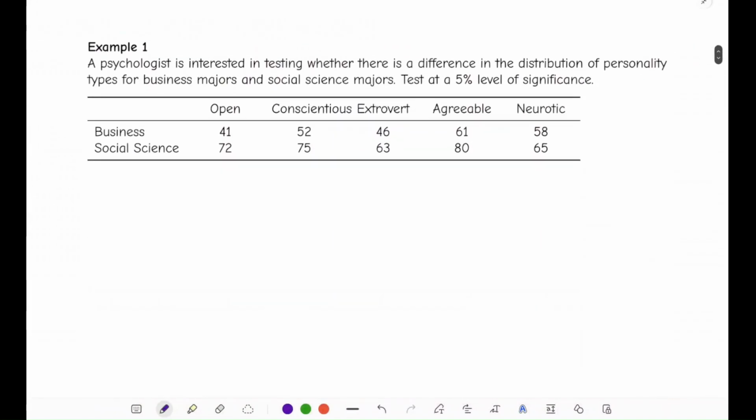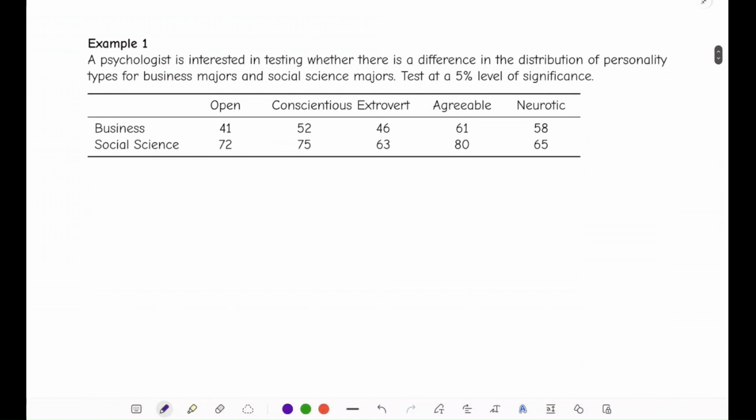So example 1. A psychologist is interested in testing whether there is a difference in the distribution of personality types for business majors and social science majors. Test at a 0.05 level of significance. So let's go through the requirements. Simple random sample. Yes. Independent. So our business majors and social science majors, do they influence each other? No, they do not. So they're independent.